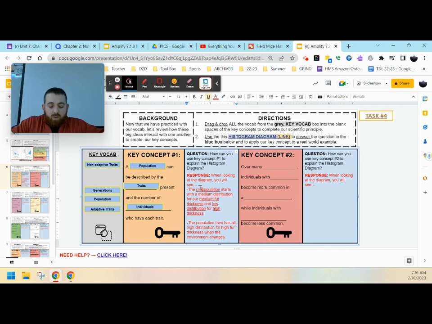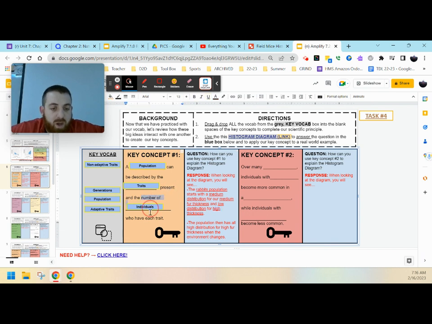So there's three things we need to think about. Number one, we need to think about describing our population. And we also need to think about describing the traits present and then the number of individuals who have those traits. So first and foremost, the rabbit population. That's the population we're describing here. So we've already begun talking about the first part. It starts with a medium distribution for our medium fur thickness and a low distribution for our high thickness. So I'm describing the traits present. We have those medium fur thicknesses and those high fur thicknesses.